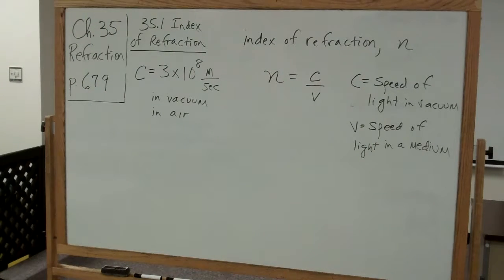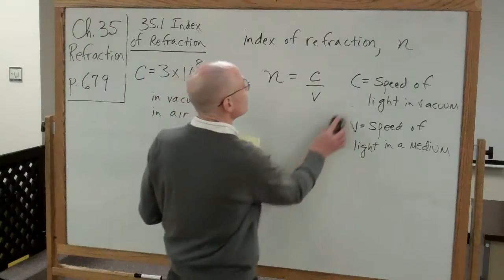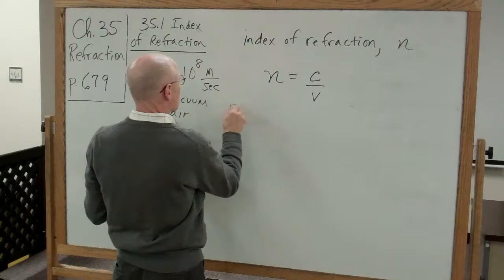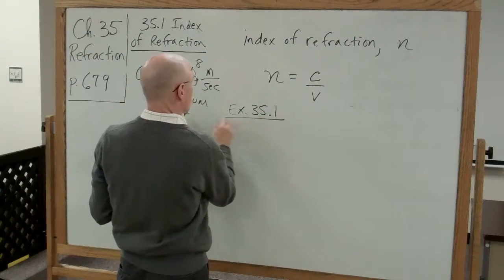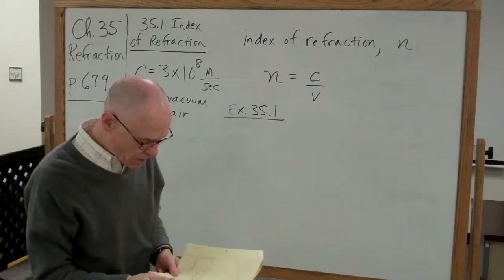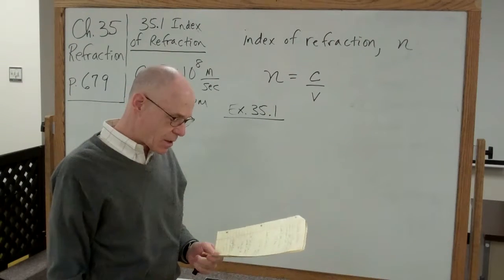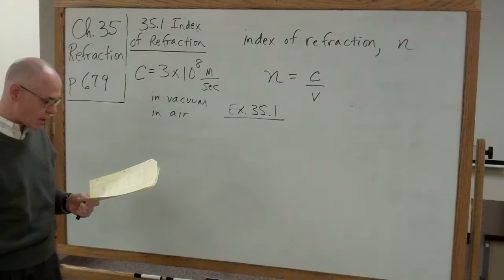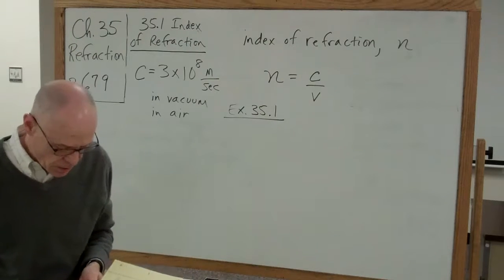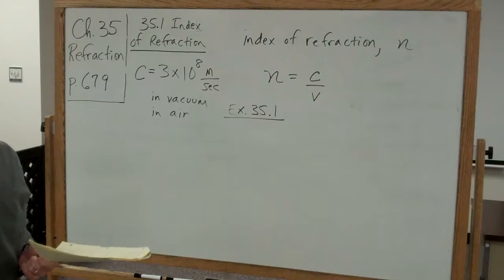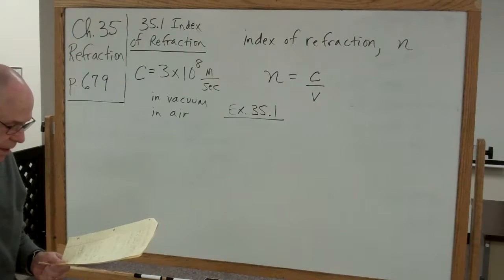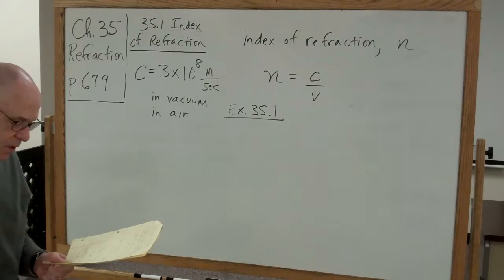So let's exercise this equation looking at example 35.1 on page 680. In this example, you're asked to find the velocity of yellow light in diamond. Now, why do they say yellow light? Well, you remember back in chapter 33, we looked at the visible light spectrum, and you have all different colors of light, and every different color has a different wavelength, and so they're just specifying yellow light, but we're just going to use 3 times 10 to the 8th meters per second for C.